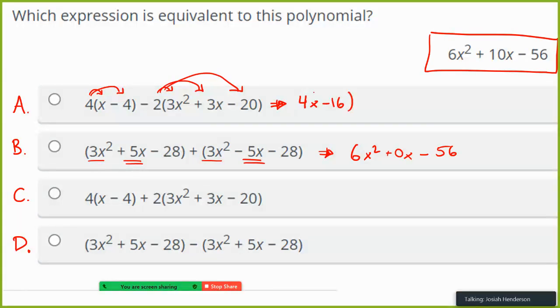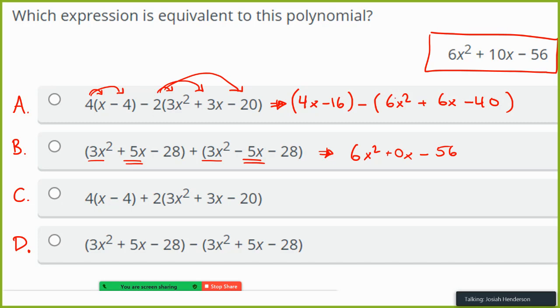That'll be 4x minus 16. And for now, I'm going to keep it in some parentheses to just keep track of what's there. And let's do minus, and we'll multiply that 2 into the whole next parentheses. So that's 6x squared and 6x. And 2 times negative 20, negative 40. Okay, now we can do the subtraction just like we did in the last example.